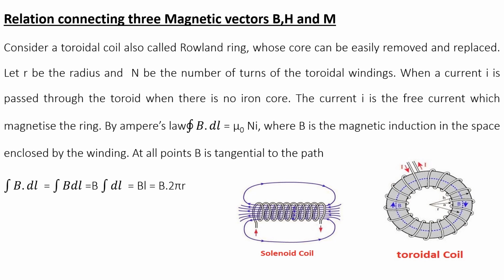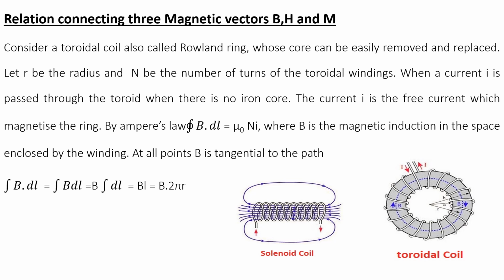Due to magnetization, magnetic dipoles will be produced in it, and this magnetic dipole moment induced per unit volume is called the magnetization vector M. And this M, B, H can be related by a relation. Here we are deriving the relation connecting B, M and H. For that, consider a Rowland ring.